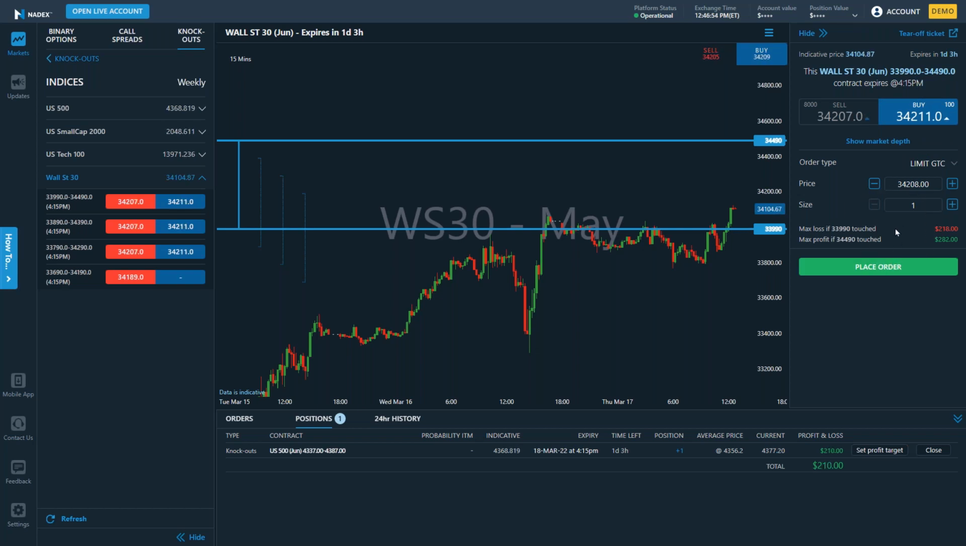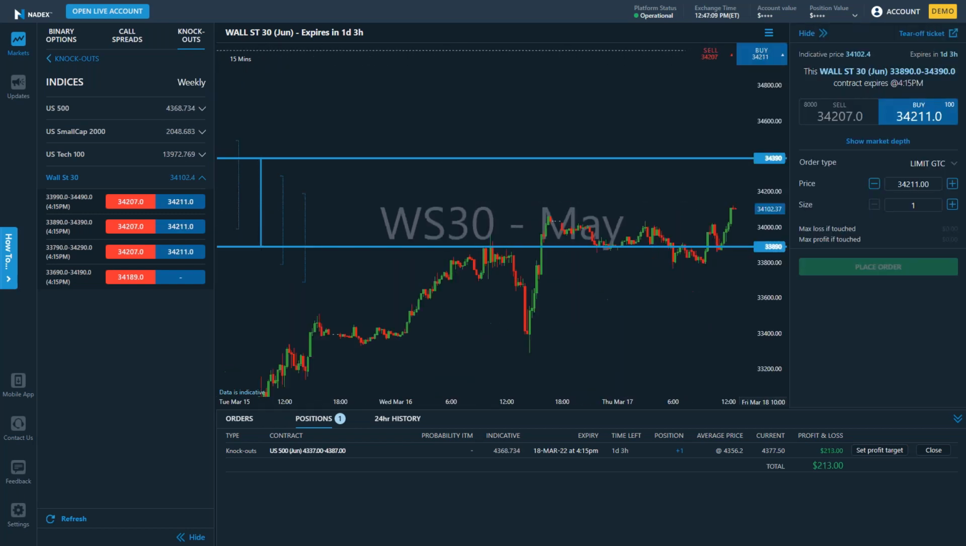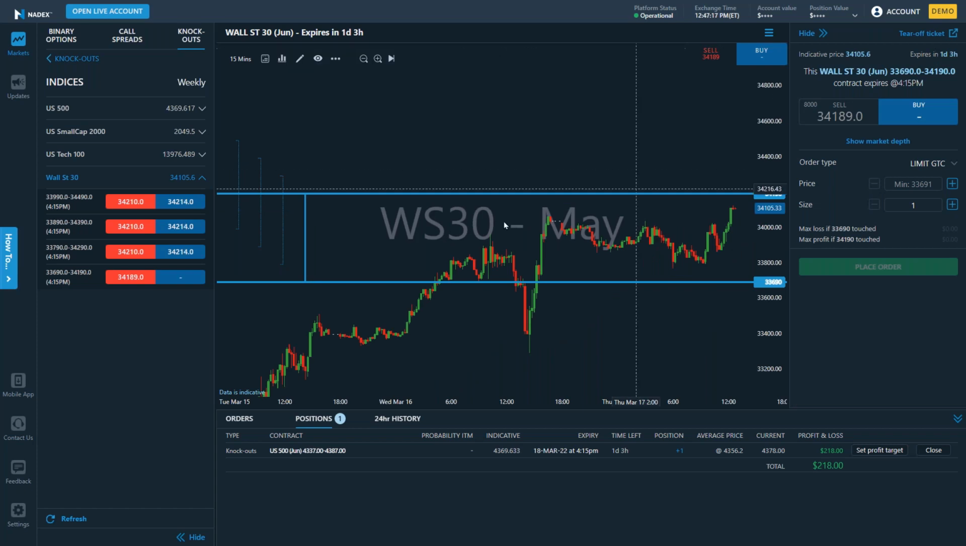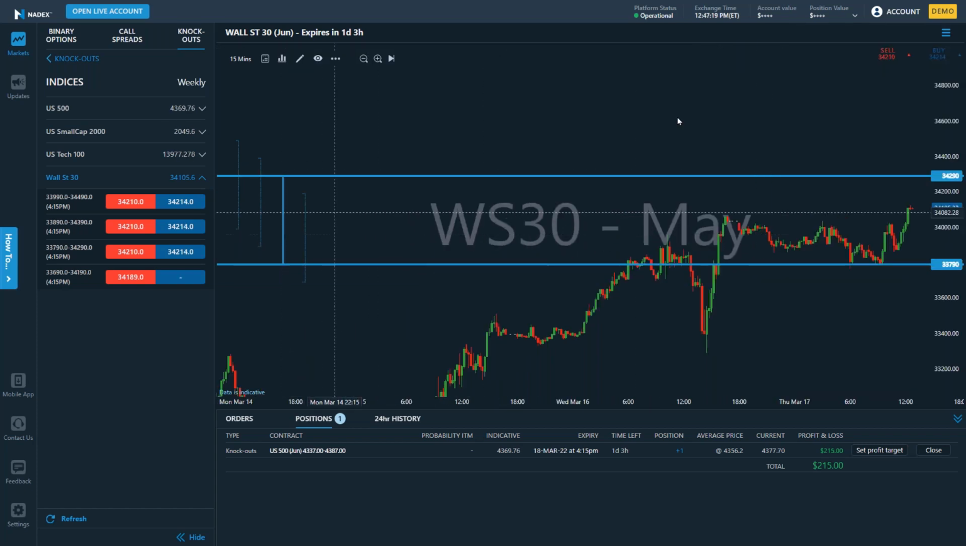I can see where my maximum, if I were to buy it at 34,207, I could see my maximum losses, it goes down to the floor. My maximum profit, it goes up to the ceiling. If I were to choose a different knockout, notice how my levels change. If I were to buy knockout number 4, I can't even buy knockout number 4.